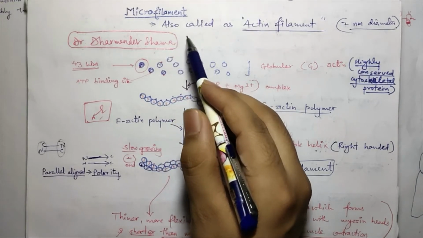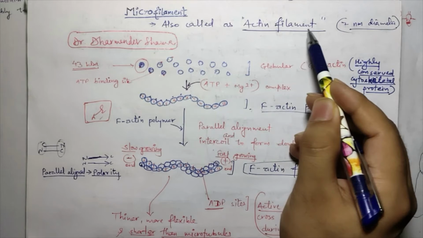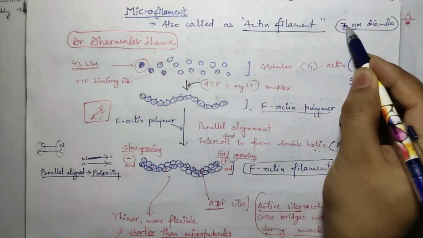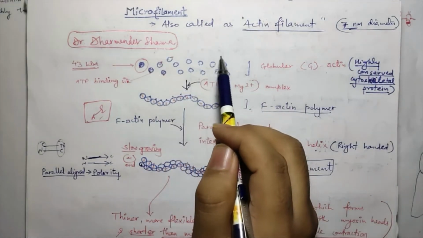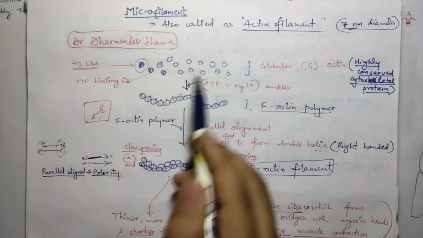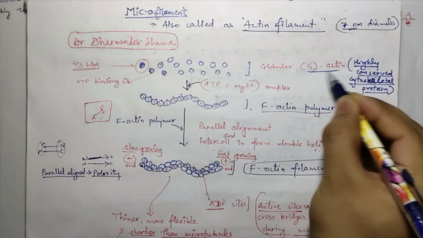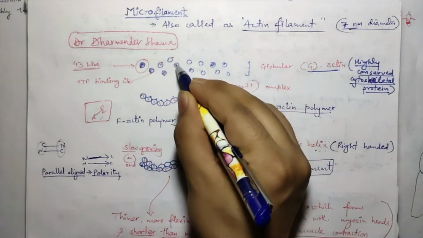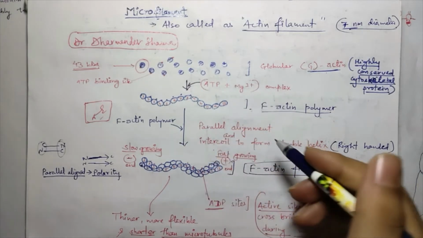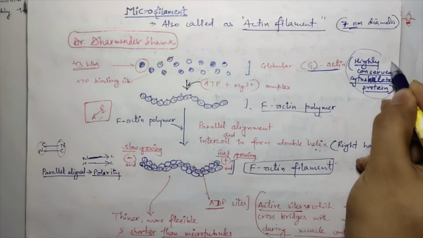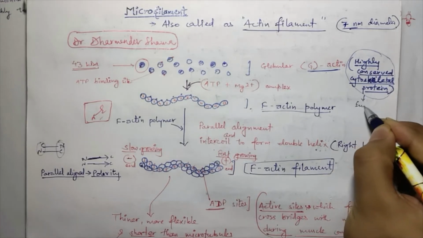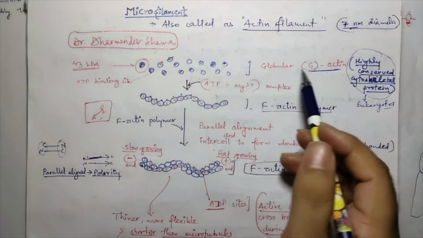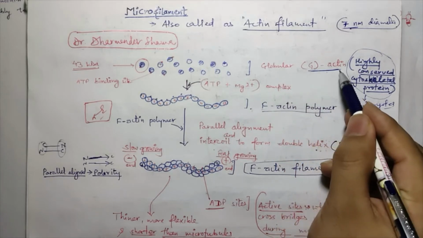Microfilaments are made up of actin proteins, and that's why they are also called actin filaments. They have an average diameter of around 7 nanometer, and these actin filaments are made up of a type of monomeric protein that is called G-actin. This G-actin is basically a globular protein, and these G-actin proteins are highly conserved cytoskeletal proteins in eukaryotes.